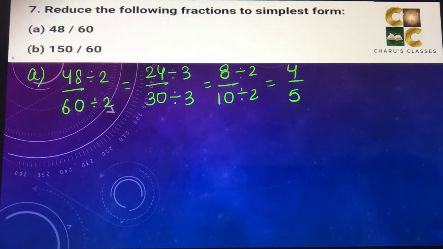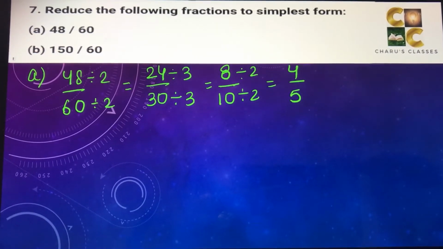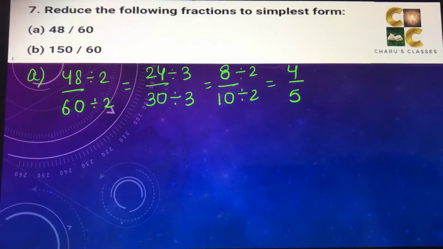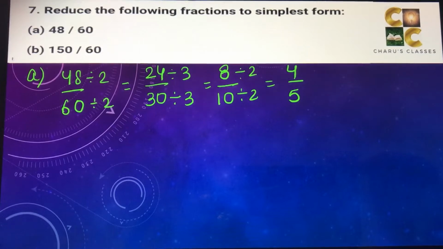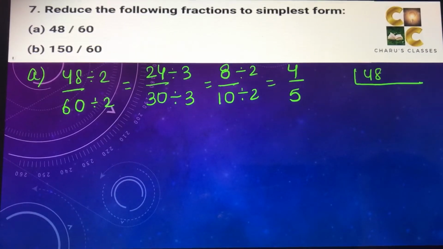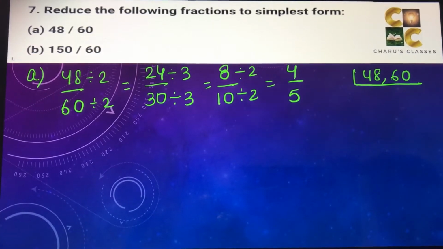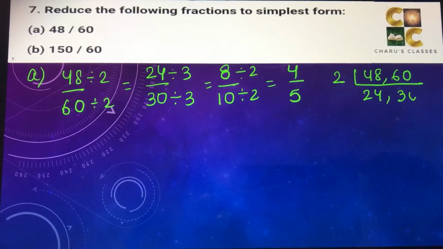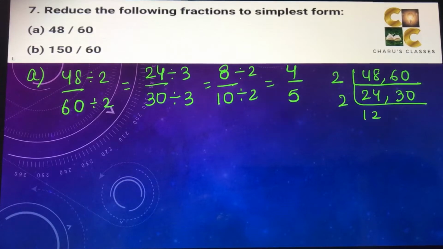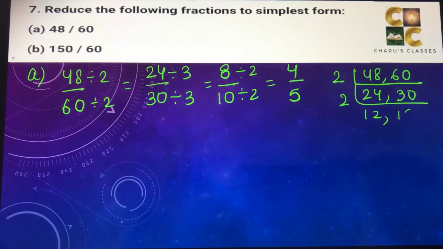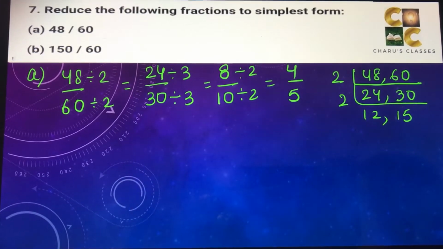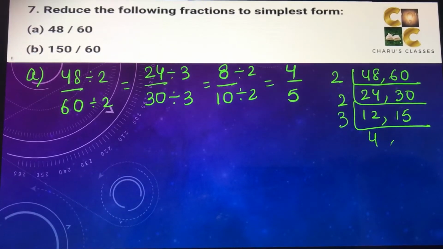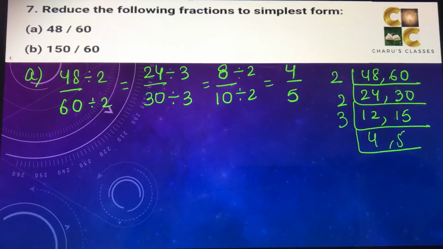Now there is another way of doing it, that is कि आप इतनी बार डिवाइड करने के बजाय आप इन दोनों नंबर्स का HCF फाइंड कर सकते हैं. किसका? 48 and 60 का. So we find the HCF. We begin by 2. So 24 and 30, 2, 12 and 15. Then they come in the table of 3 together. 3 4s are 12 and 3 5s are 15, and that's it.